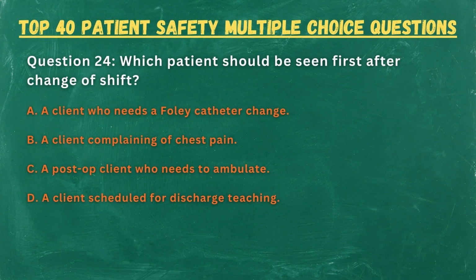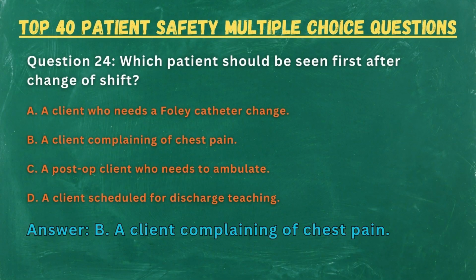Question 24. Which patient should be seen first after change of shift? A. A client who needs a Foley catheter change. B. A client complaining of chest pain. C. A post-op client who needs to ambulate. D. A client scheduled for discharge teaching. Answer. B. A client complaining of chest pain.